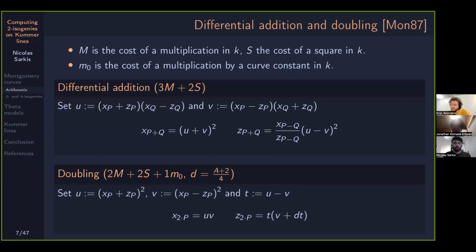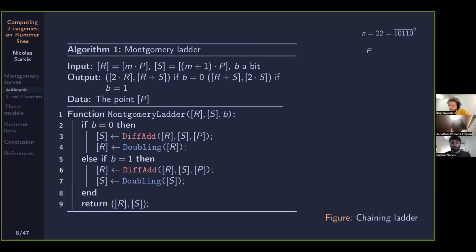So you have a differential addition formula, and I won't explain where the formula comes from, but one thing to notice is that you only need the X and Z coordinates of P, Q and P minus Q, and you can compute X of P plus Q and Z of P plus Q with that. This formula doesn't work if P equals Q, so you also have doubling formulas for the case P equals Q to compute 2 times P. And with that, you can build what's called a Montgomery ladder. It's an algorithm to compute a scalar multiplication.